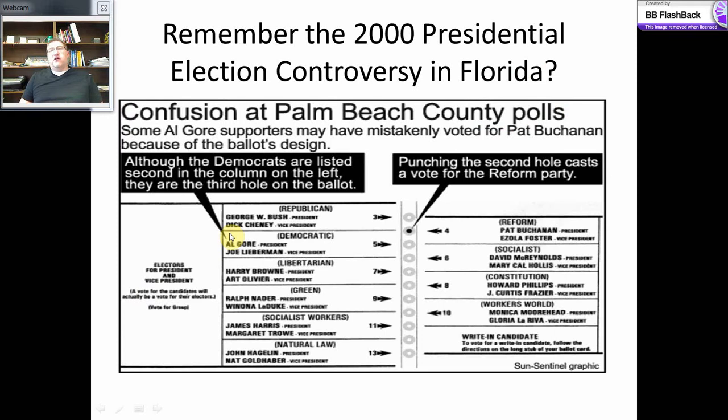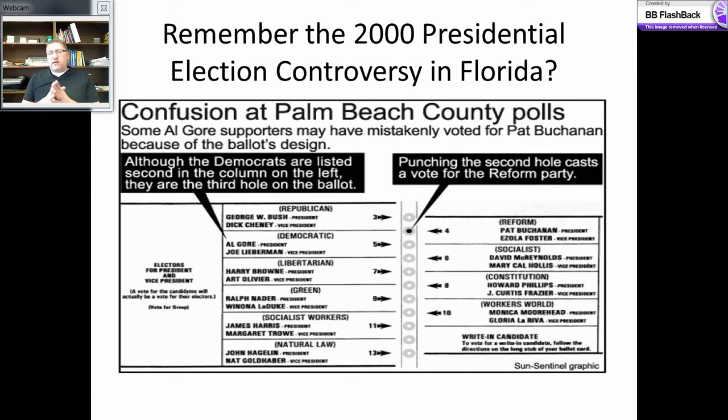Some of you are way too young for this, but there may be some in the class that remember this or at least heard about it. Back in 2000, during the presidential election, it was a hotly contested election. This election was so tight that it took weeks of legal wrangling before it could officially be certified that George Bush had actually won the election over Al Gore.